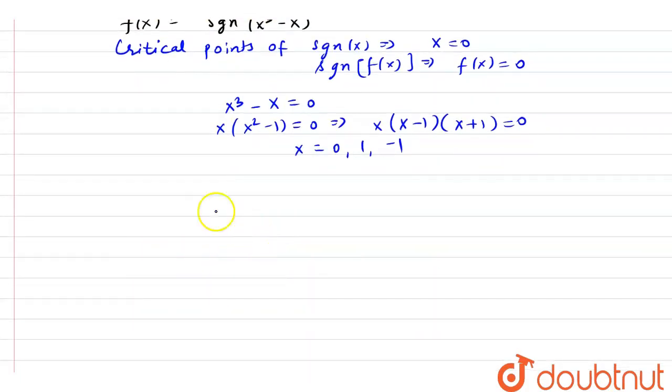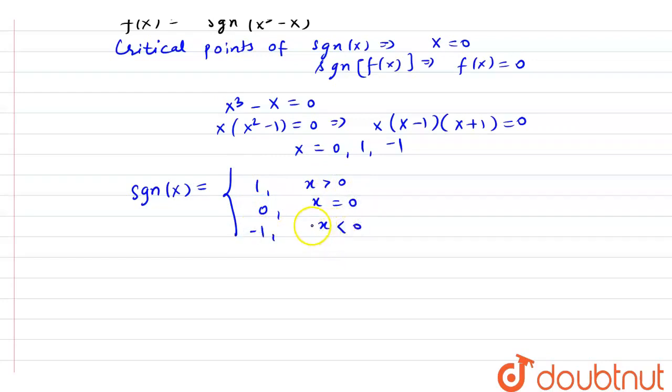Before moving onwards, I am going to tell you the basic definition of signum x. So what is signum x? Now signum x is always 1 if x is positive, 0 if x is 0, where x becomes 0. Now negative if x is negative. This is the basic definition of signum function. Now at all these points, that is 0, 1 and minus 1, my signum function will become 0.